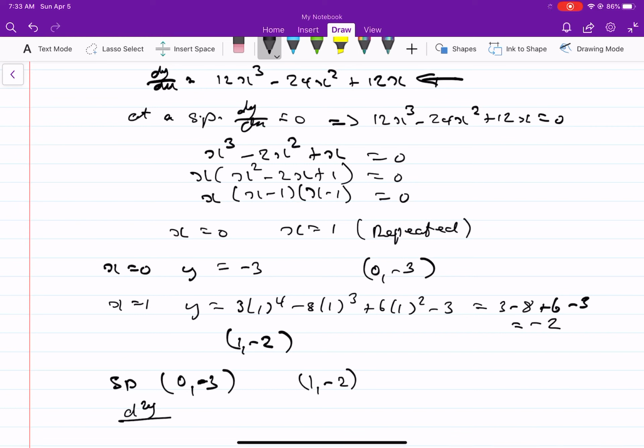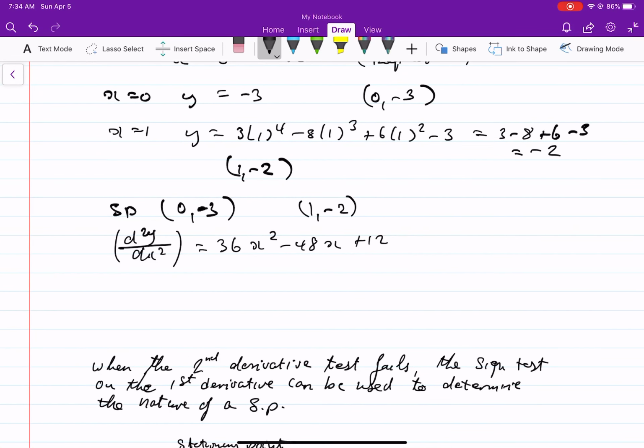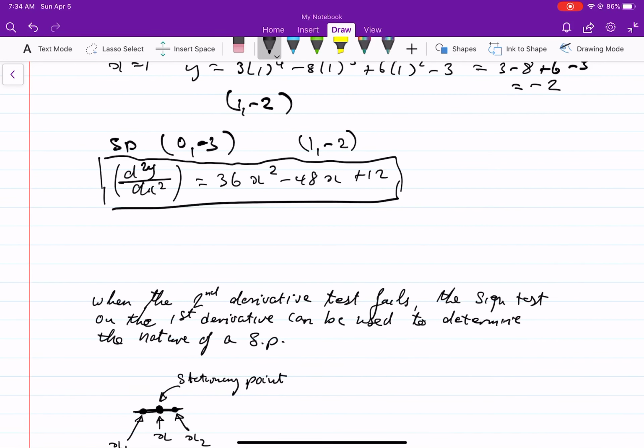d squared y upon dx squared is equal to 36x squared minus 48x plus 12. If you look at the second derivative, it depends on x, so I have to check the x coordinate at each of those stationary points to determine what type of stationary point I have.